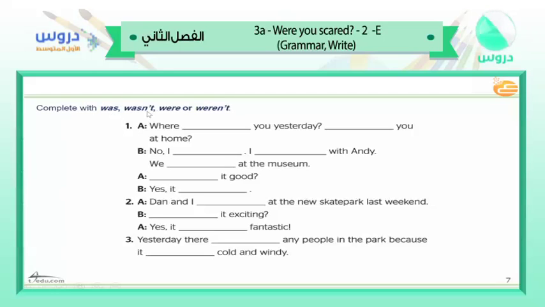Complete with was, wasn't, were, or weren't. Number 1, A. Were you yesterday? You at home? So what do you think? What should we say here? We have you, and there is a question. So, where were you? Excellent. And this one, you. We have again you. Were you at home? Very nice. So we have, with you, we should use were. Where were you yesterday? Were you at home?